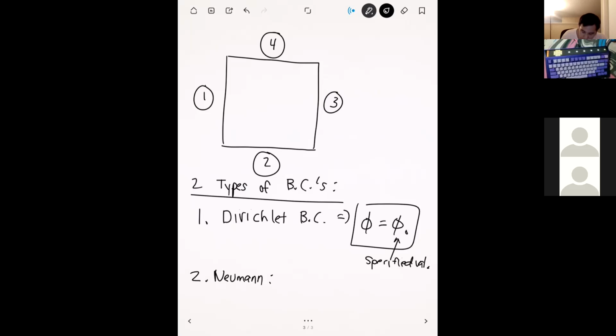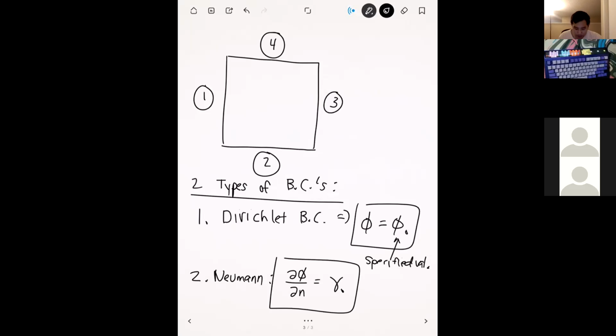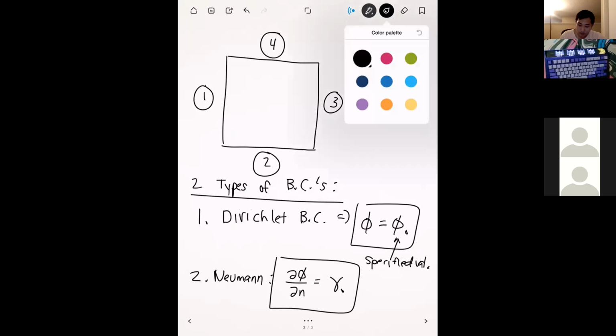And so the other type of boundary condition is our Neumann boundary condition. Remember, for this one, we assign a derivative. So we're going to specify the derivative of our solution here, and that's going to be our specified value. So the Dirichlet will actually be pretty straightforward.